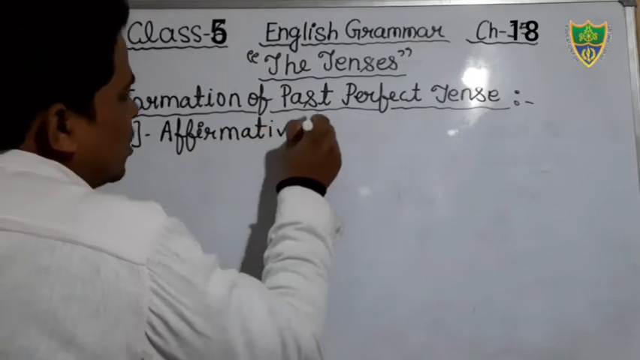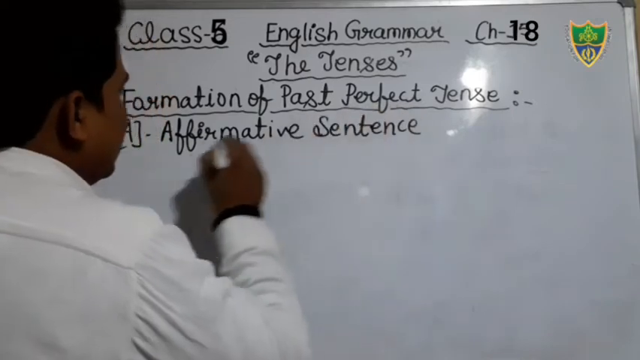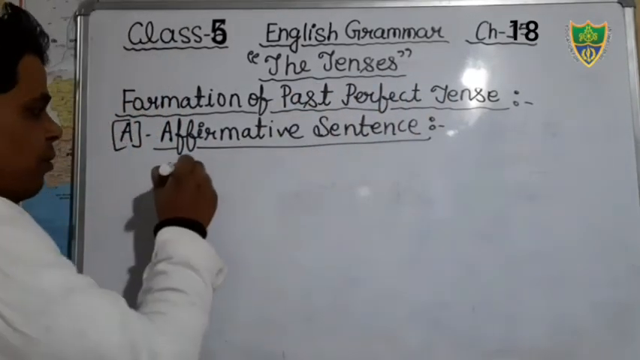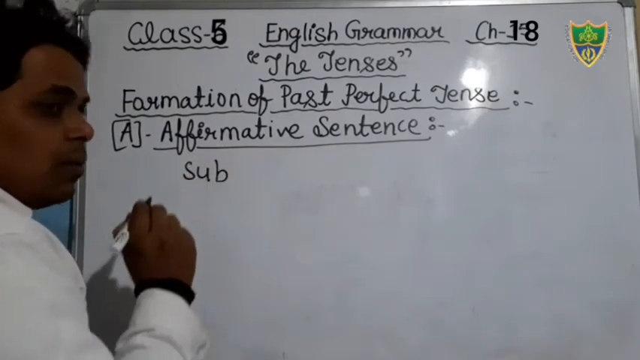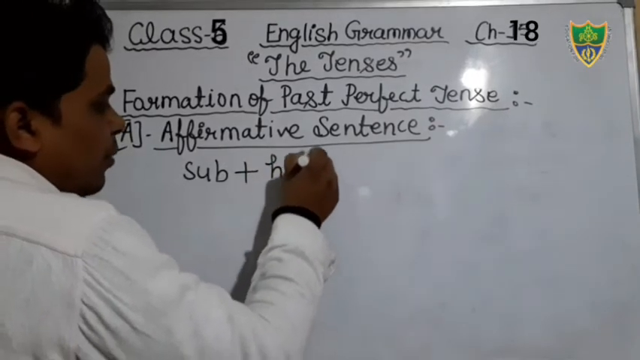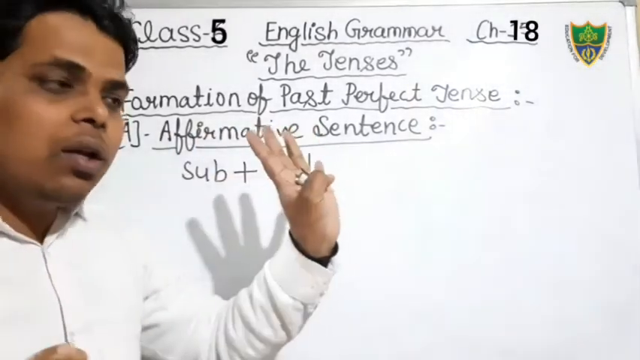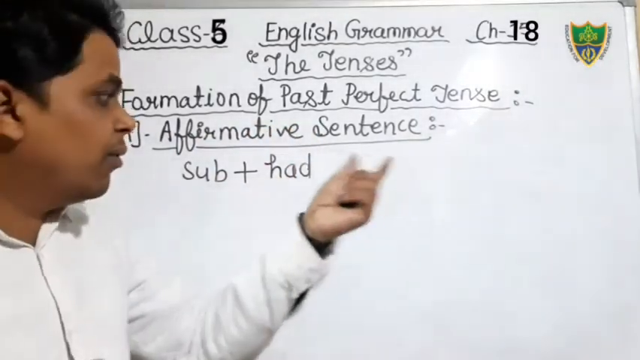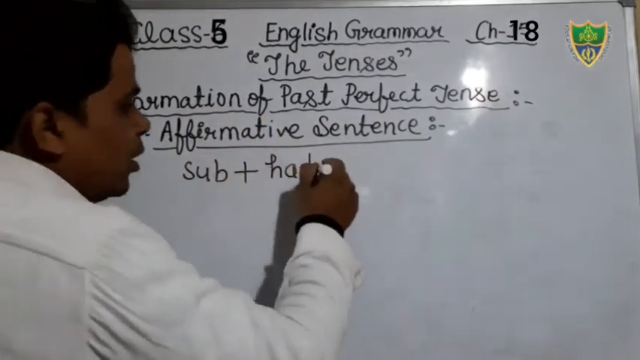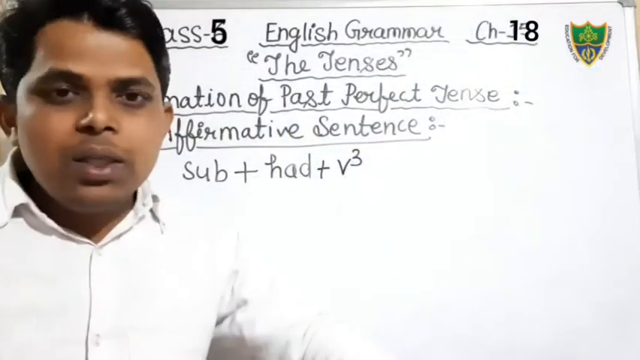Affirmative sentences. Students, what would be the structure of it? You can also write in your notebook. There will be the subject, then after that the helping verb. There is only one helping verb, had, with all kinds of subject, so no need to think that there is another helping verb. Only one helping verb, that is had. Keep in mind, that is very simple. Then after that the third form of the verb. The third form of the verb means the past participle form of the verb.